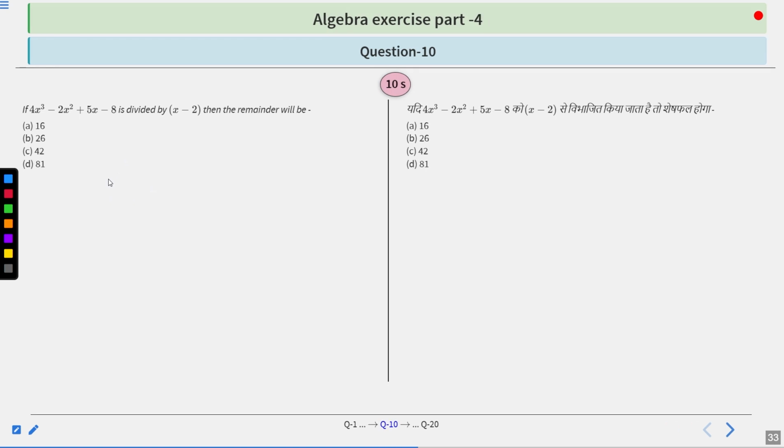Next, if 4x cube minus 2x square plus 5x minus 8 is divided by x minus 2, then the remainder will be option A 16, option B 26, option C 42, and option D 81.